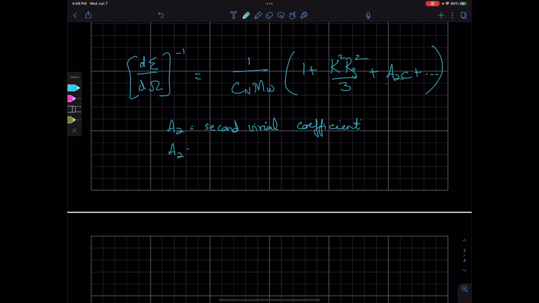For this equation, A2, the second virial coefficient, is taken as 0. This is because A2 denotes polymer-solvent interactions, and in this case, the polymer is dissolved in the deutero form of the polymer, or the deutero-substituted polymer. So essentially the polymer is dissolved in itself.